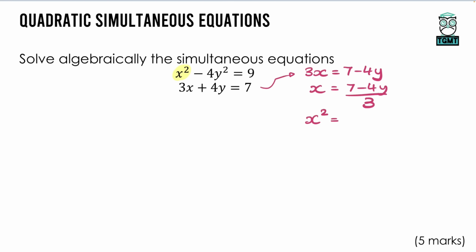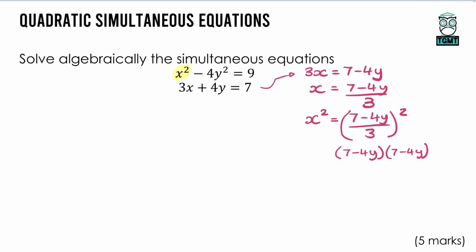So x squared is first going to be equal to 7 minus 4y all over 3 squared. Now that means we're going to have a double bracket on the numerator. The denominator is nice and easy, 3 times 3 is 9, but I do have a double bracket I need to expand. So I need to get that out of the way first, just to avoid huge amounts of working out written over and over again.